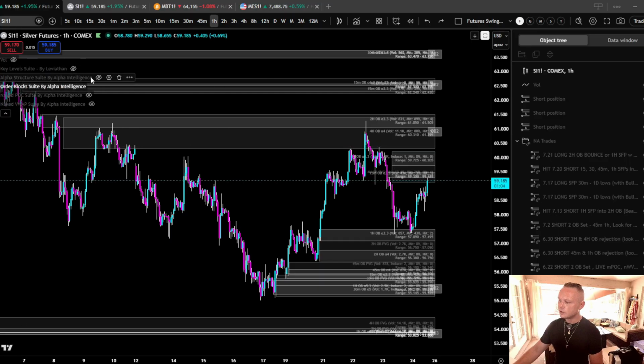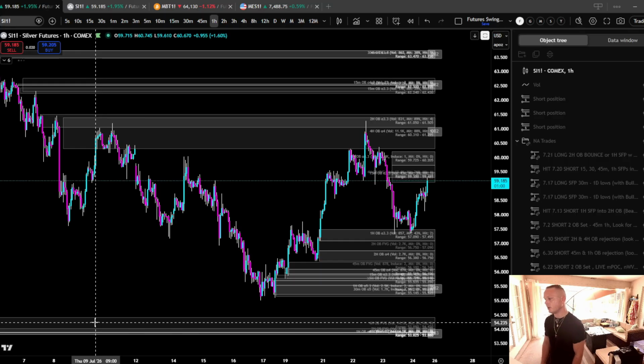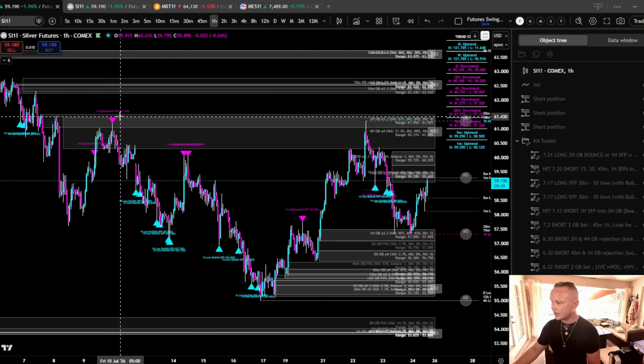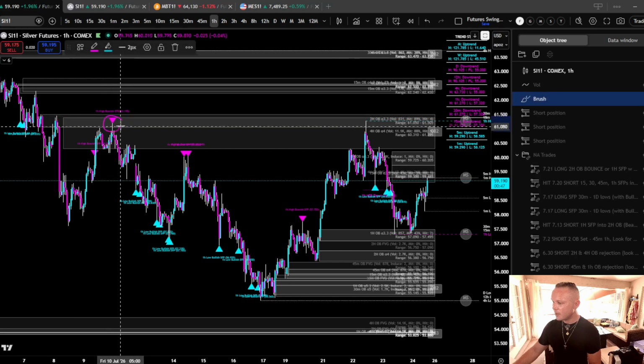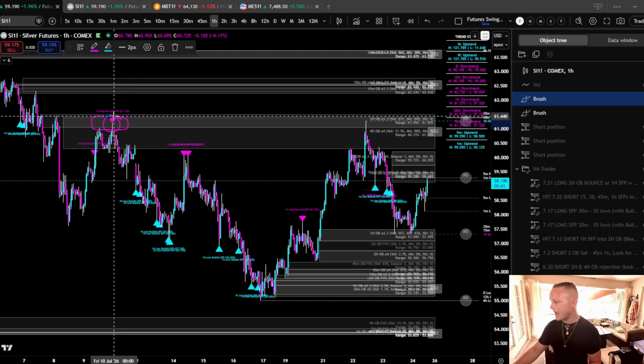Now, I want to point you to alpha structure. This is where you're going to find your swing failure patterns, okay? Now, the best case scenario is you get a double swing failure pattern inside of this order block. But if you just get one, no big deal, perfectly fine. So look at this. Swing failure pattern into the order block, right? And then bang, look what happened.